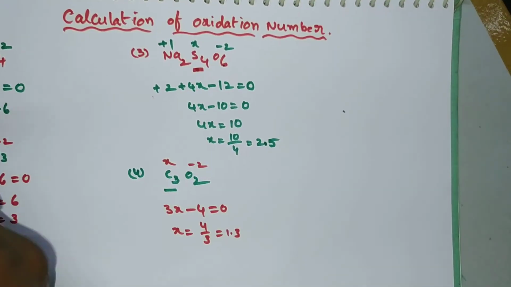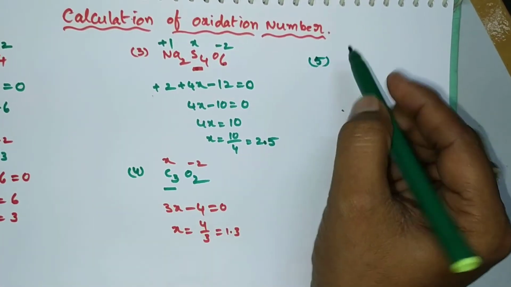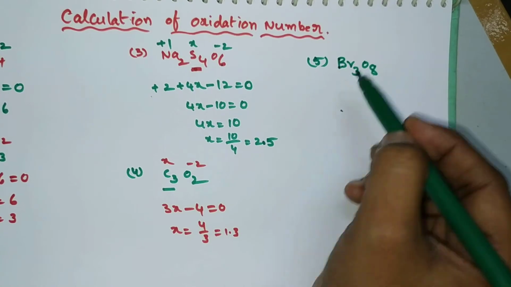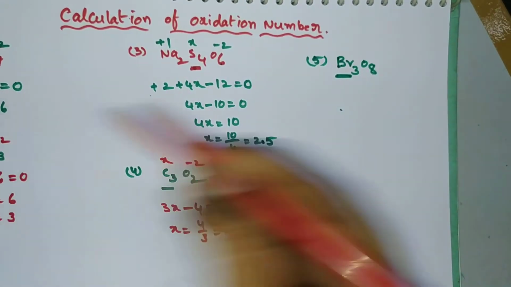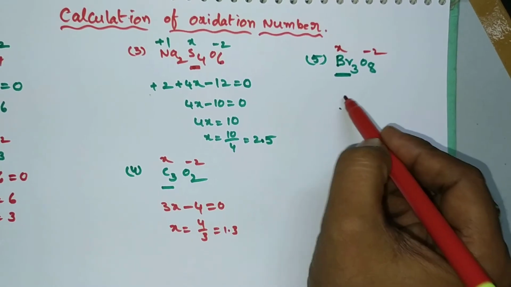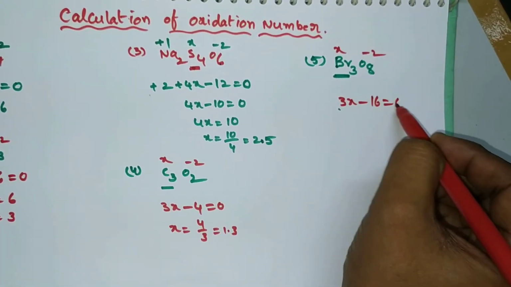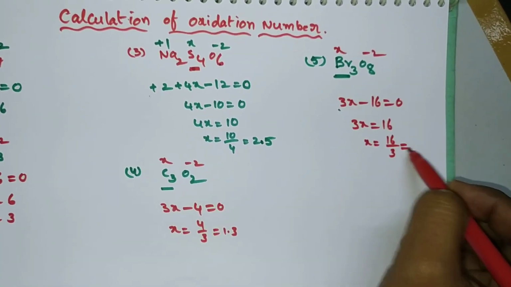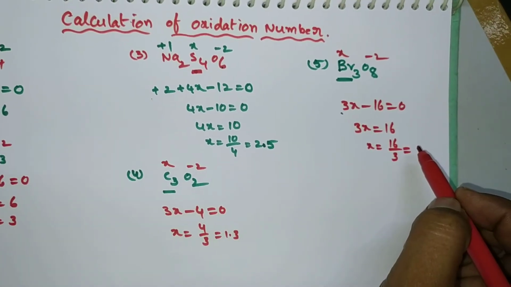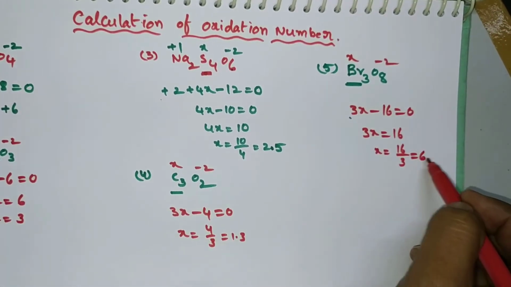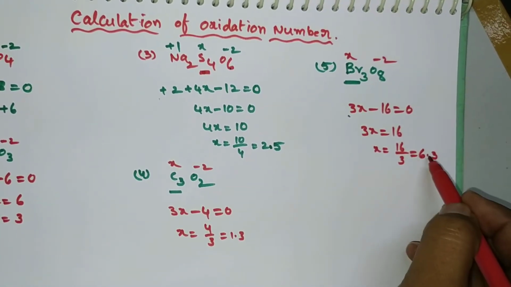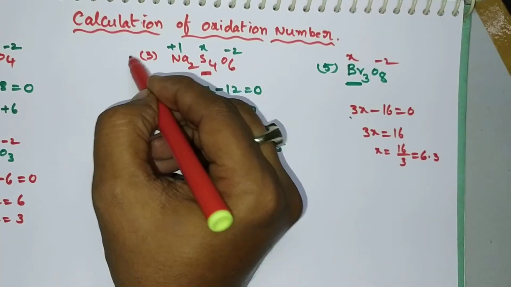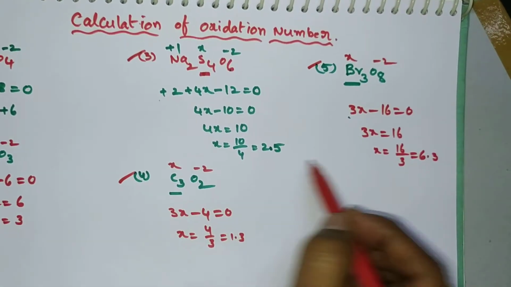Let us consider another example, Br3O8. In the case of Br3O8, we have to calculate the oxidation state of bromine. Let it be x, and oxygen is -2. 3x minus 16 equal to 0, 3x equals 16, x equals 16 by 3, that is 5.3. So here also we got a fractional oxidation state. So in these three cases, the 3rd, 4th and 5th, we got the average oxidation state.